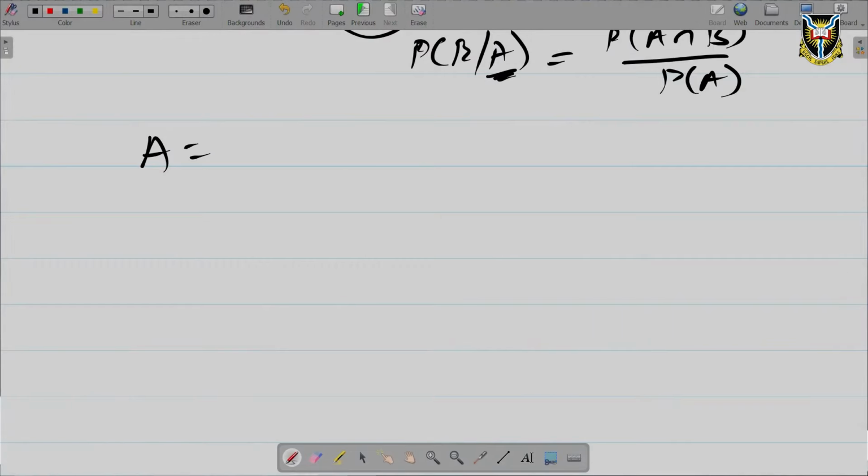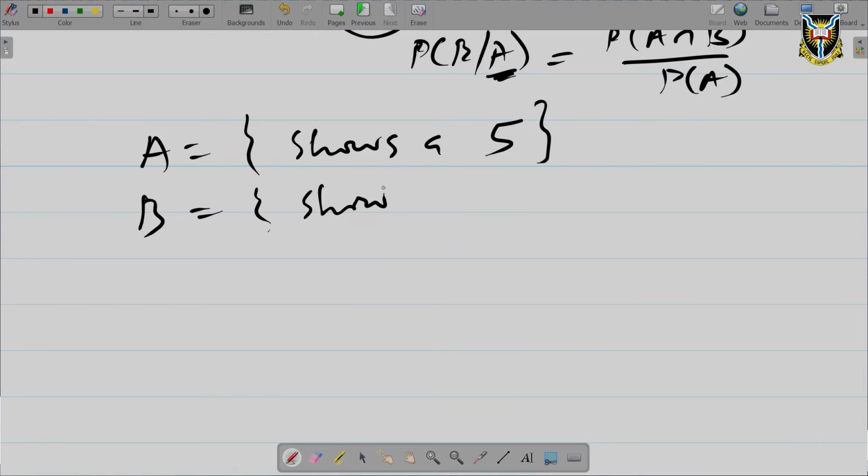Let's say, suppose that we throw a fair die 2 times. Event A is the event that the first throw shows a 5, and event B is the event that the second throw shows a 3. The first throw shows a 5, the second shows a 3.